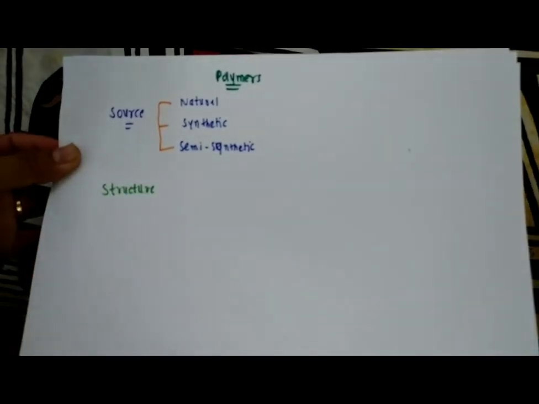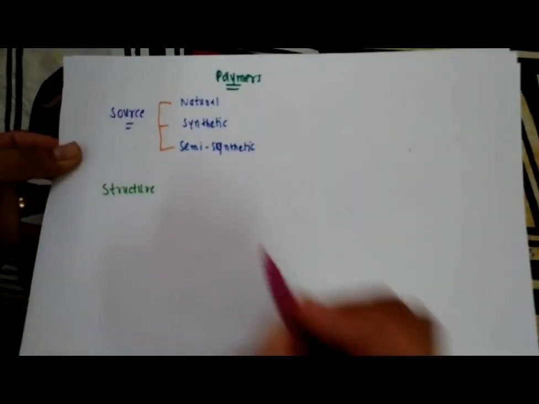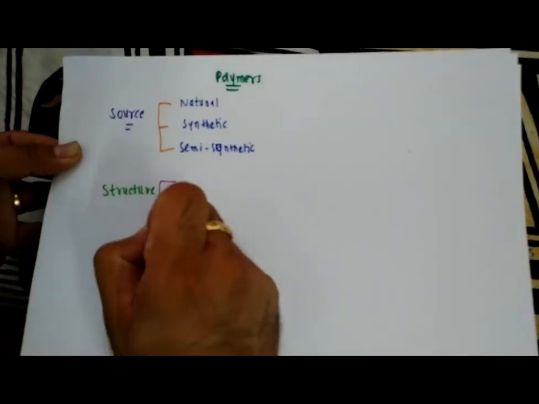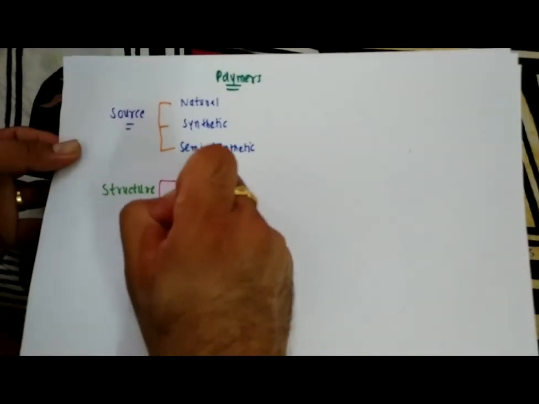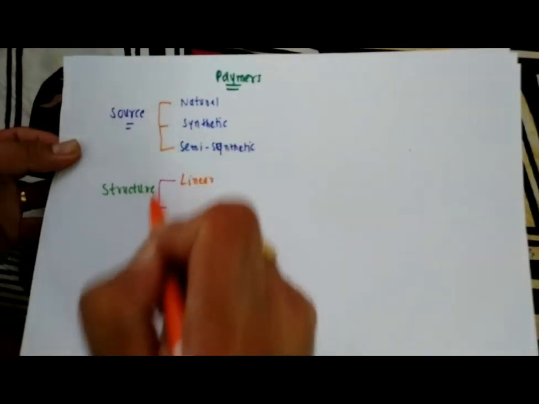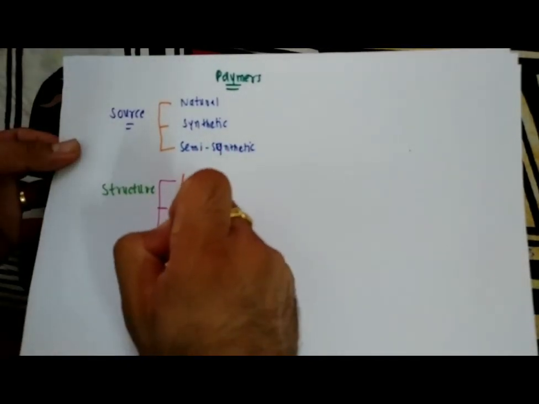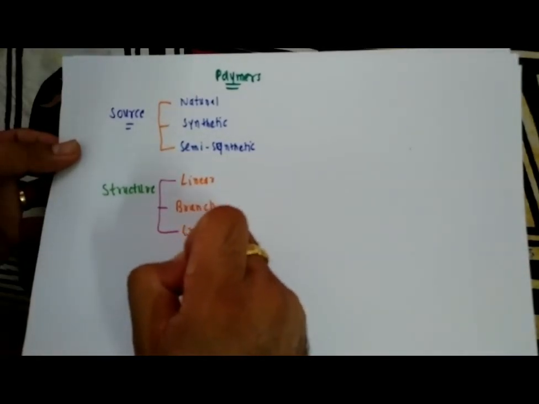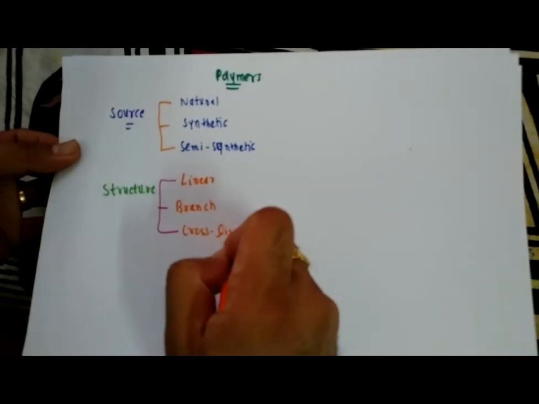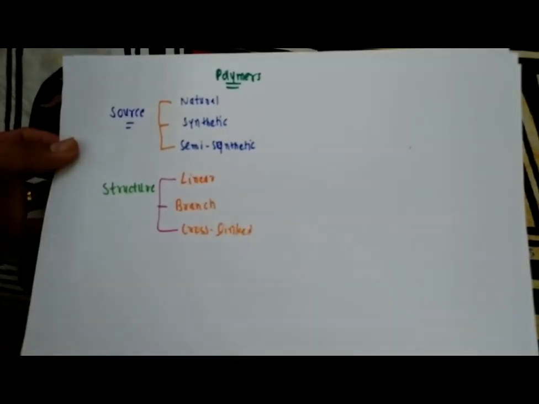So based on structure, polymers are classified in three categories. First is linear polymer, second is branch polymer, and third is cross-link polymer. Okay. Now third classification is based on molecular forces.